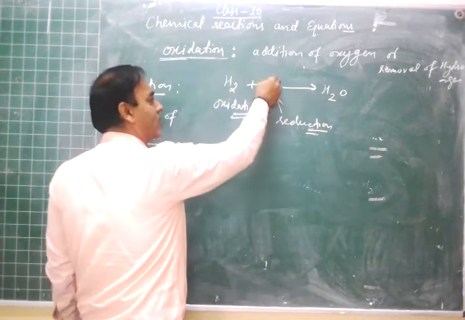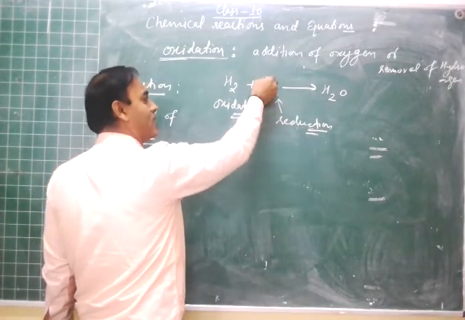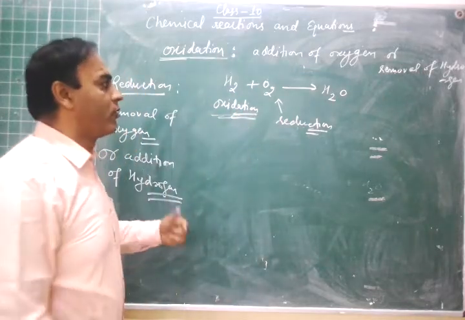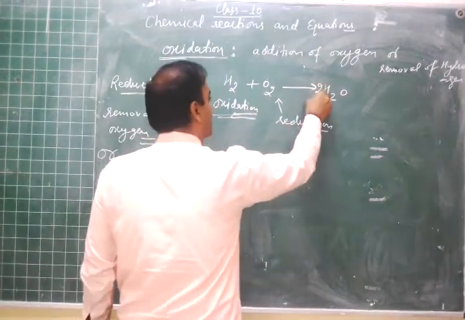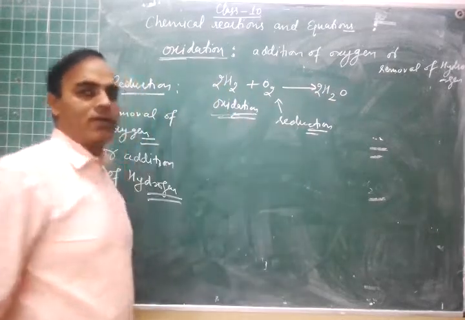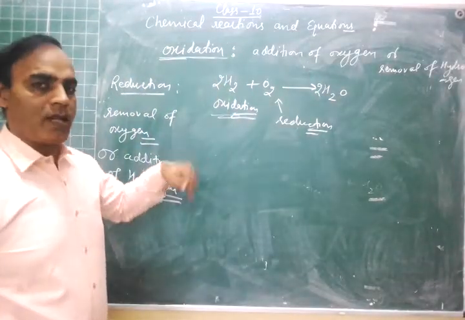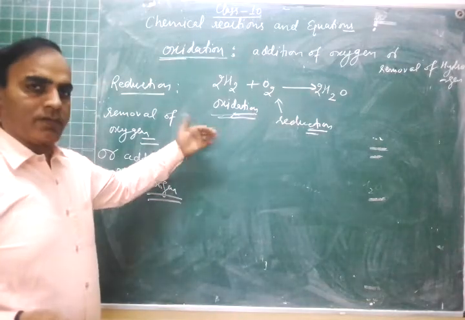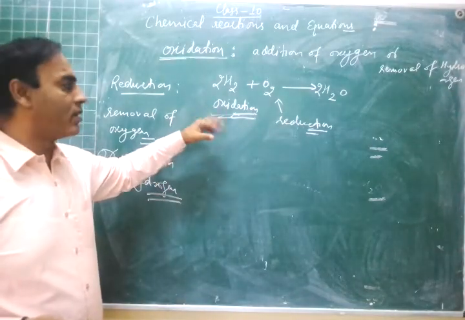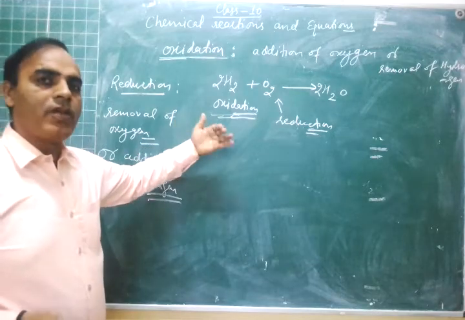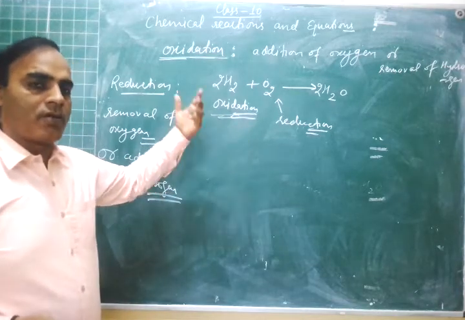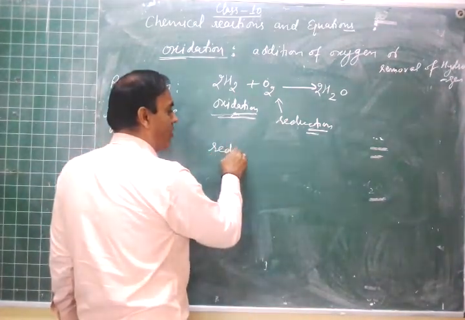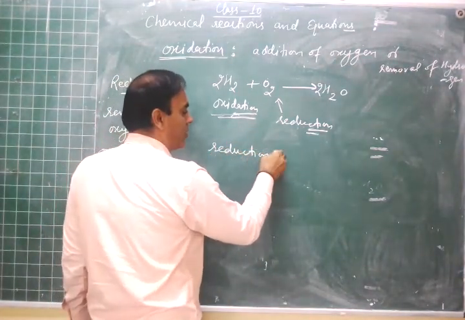If this gets added to this, then it is known as reduction. If this gets added to this, then it is known as oxidation. Right? If you want to balance it, you can balance it like this. Now it is balanced. And in every reaction which involves oxidation, there will be reduction also. So that reaction is known as reduction oxidation reaction or simply redox reaction.